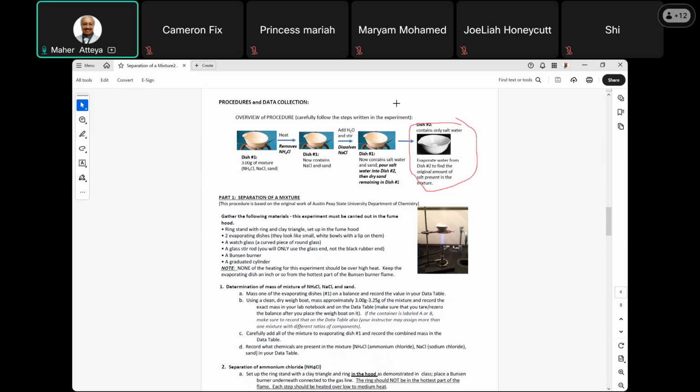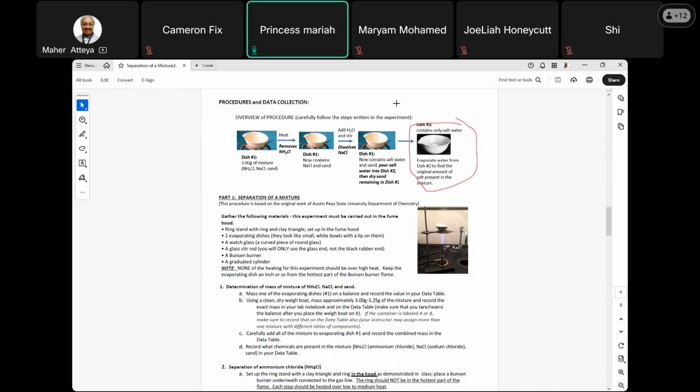Evaporating dish number 1, evaporating dish number 2 plus watch glass, that will give you the mass of each evaporating dish 1 and 2, empty, nothing inside them. In evaporating dish number 1, you will weigh inside it the mixture, about 3 grams, but you have to record exactly how many grams you have. Everybody's following? Okay, good.